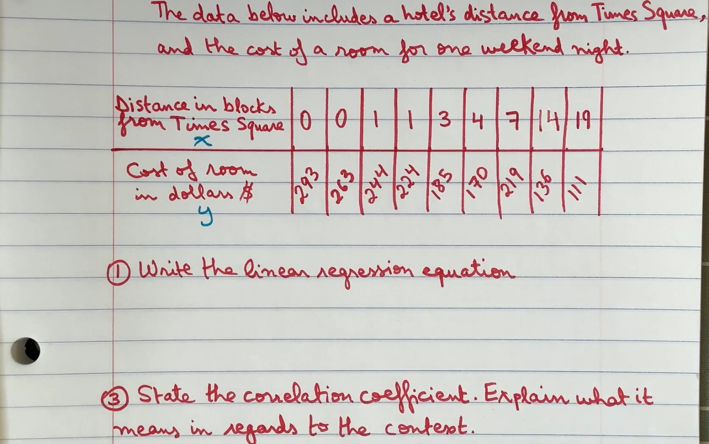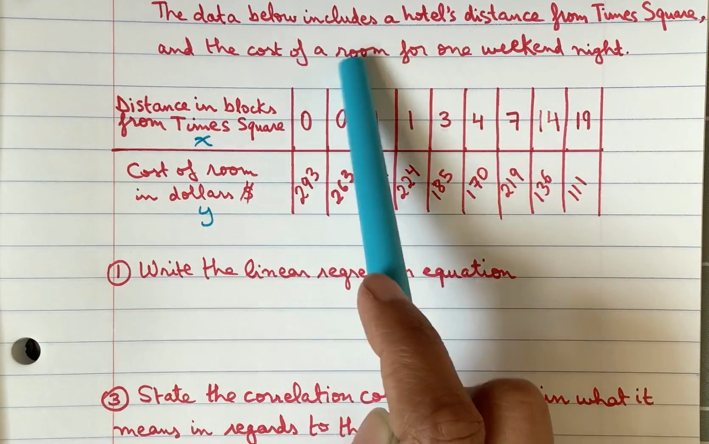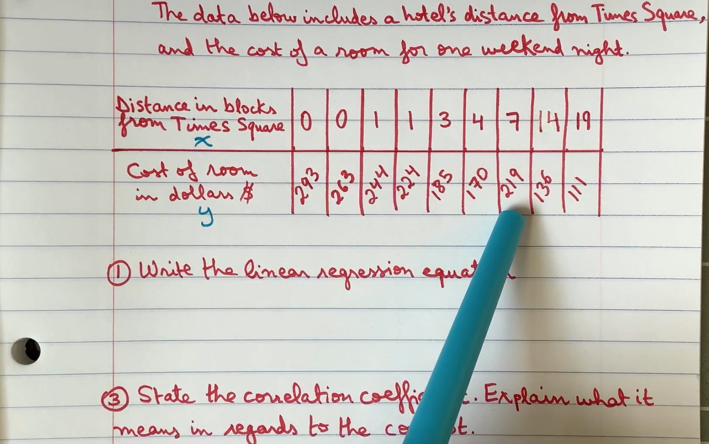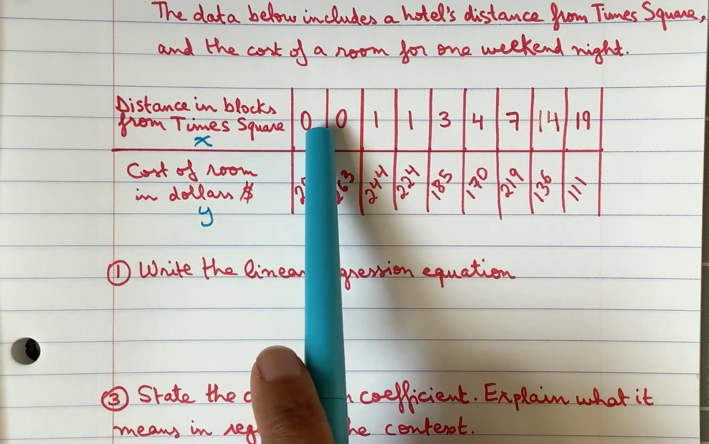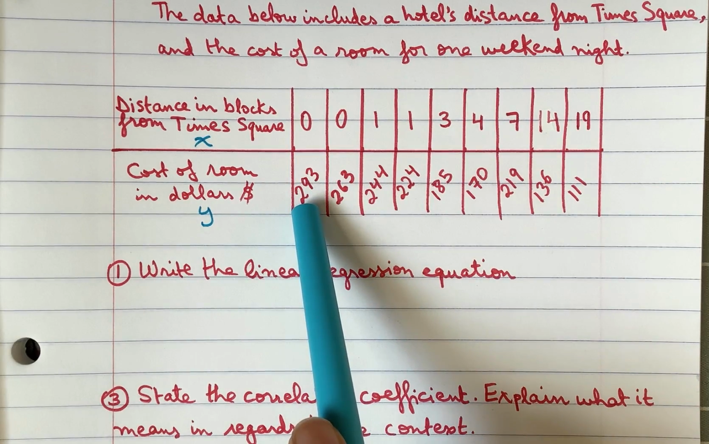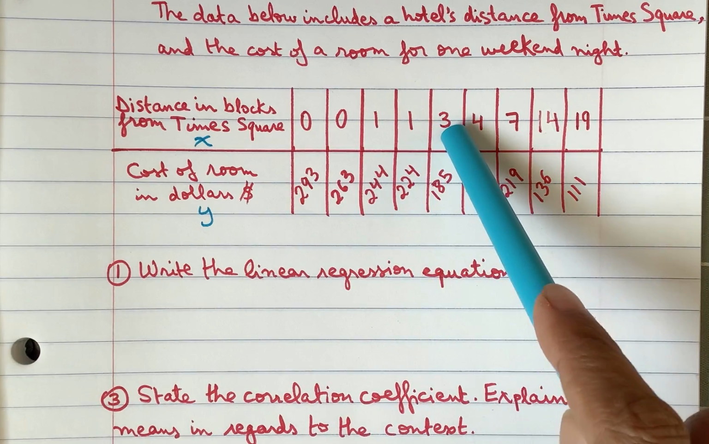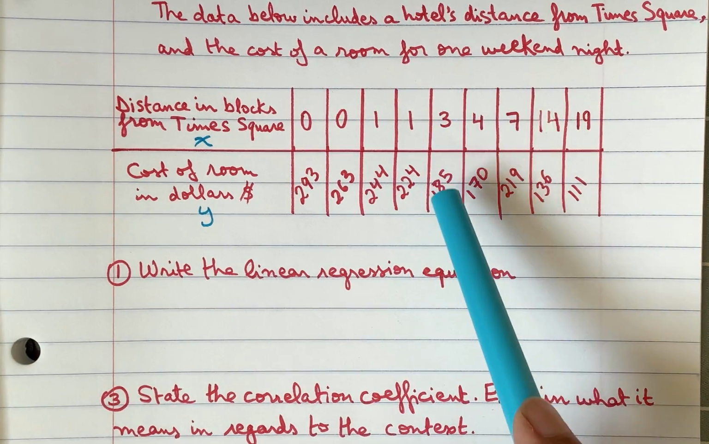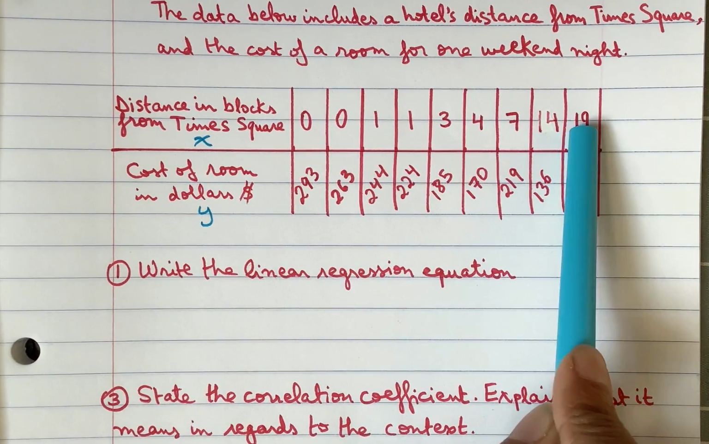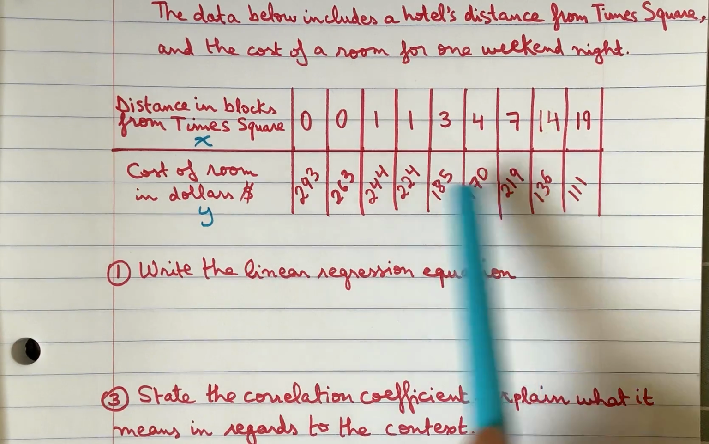So let's get started. The data below includes a hotel's distance from Times Square and the cost of a room for 1 weekend night. So here are my x values and here are my y values. When my x value is 0, which means I am in Times Square, then I'm paying $293. And if my x value is 3, which means I'm 3 blocks away from Times Square, then I pay less, $185. If I am 19 blocks away from Times Square, then I end up paying $111, which is less.